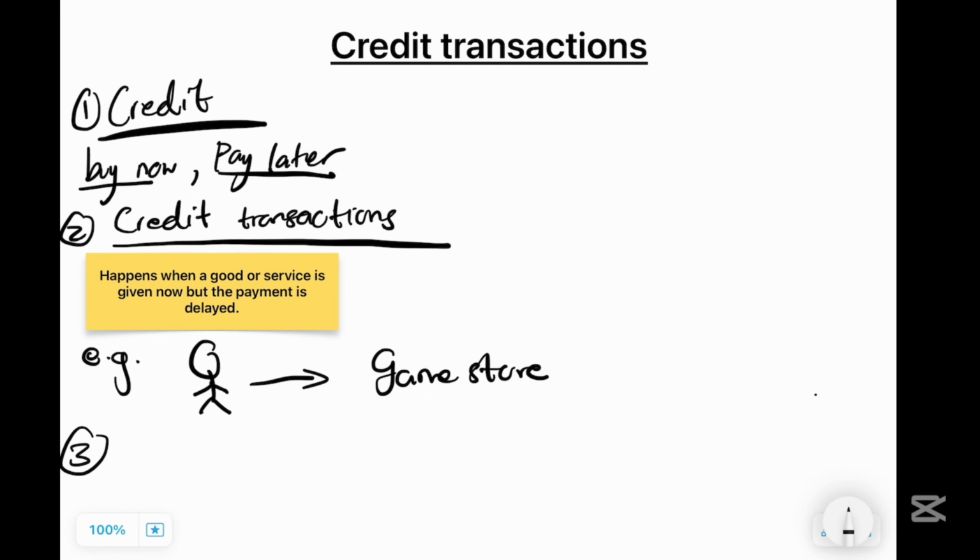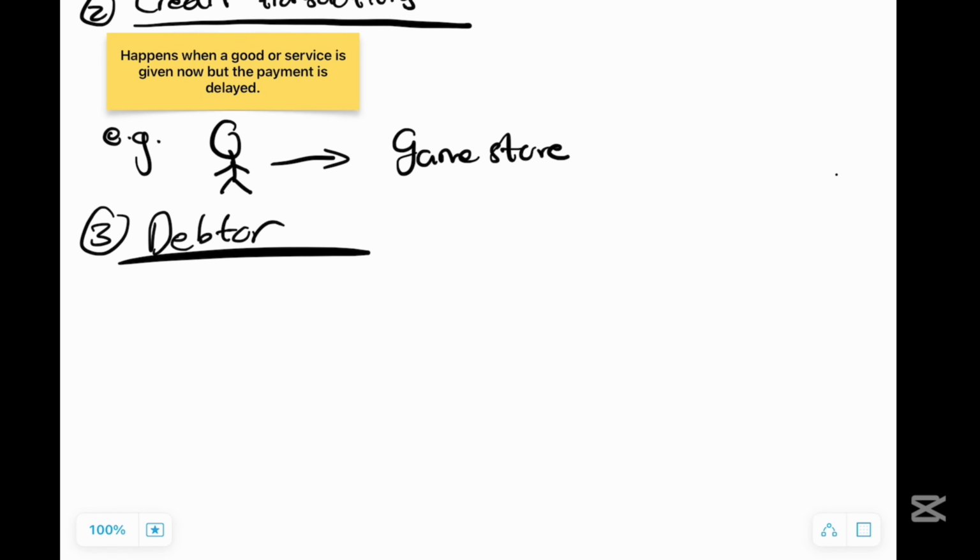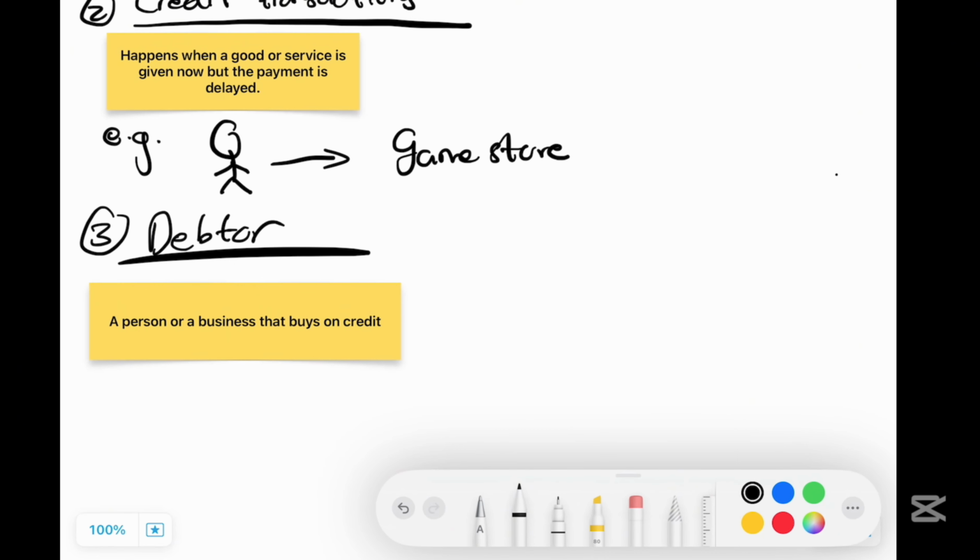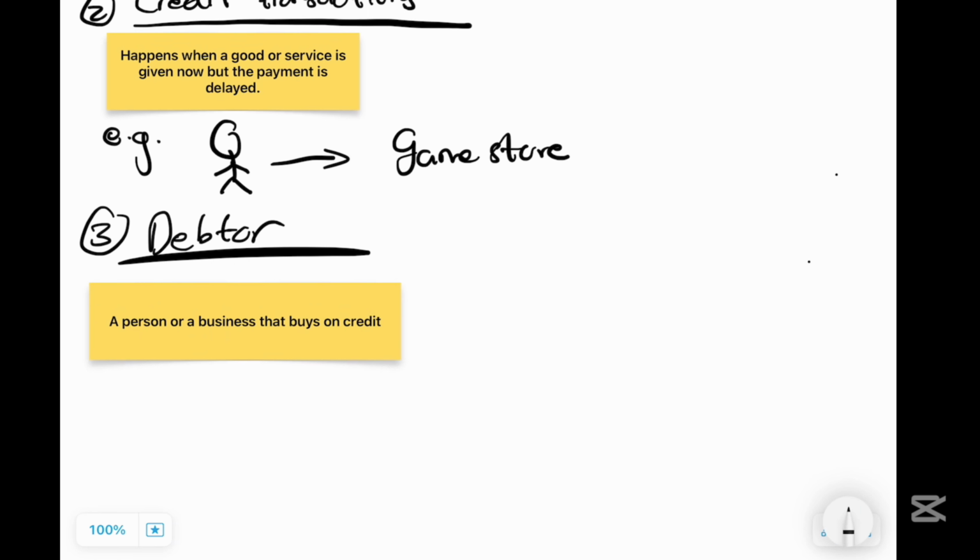The third term I want you to know is a debtor. So now, what is a debtor? A debtor refers to a person or a business that buys on credit. So in this case, Peter is the debtor because he is the person who buys on credit. He's the person that bought the phone on credit.